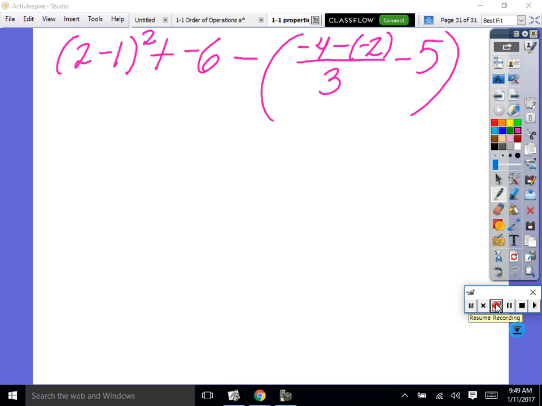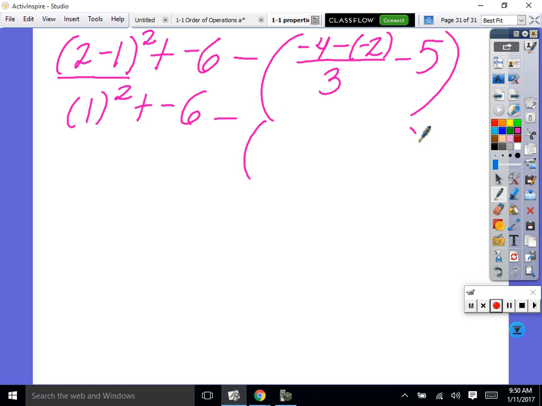Okay, so there was a lot to think about with this one. First of all, parentheses comes first. So let's just focus on this parentheses. 2 minus 1 is 1 squared, correct? Writing this down, guys. You should be taking notes. And then we have plus negative 6. I'm just rewriting the problem. And then in parentheses here, so minus, what is in here?